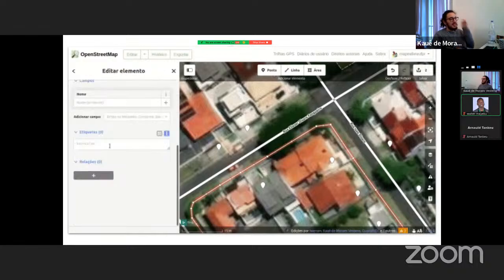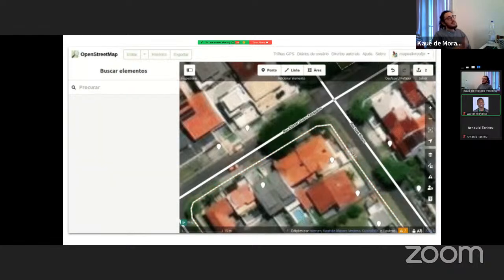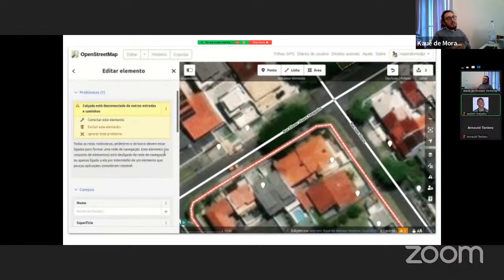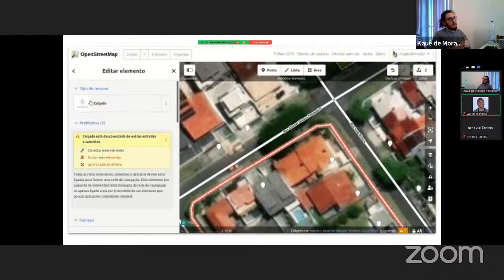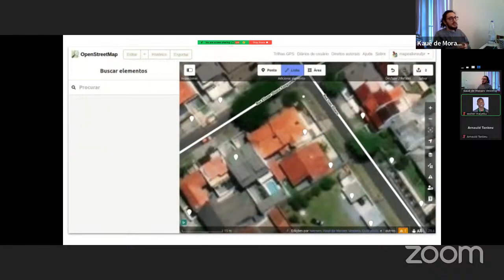Then you have the geometry. You just put the tags: highway, footway, sidewalk. If it's a separate pathway, you just go with highway, footway. So it would appear like a footway. Very easy.